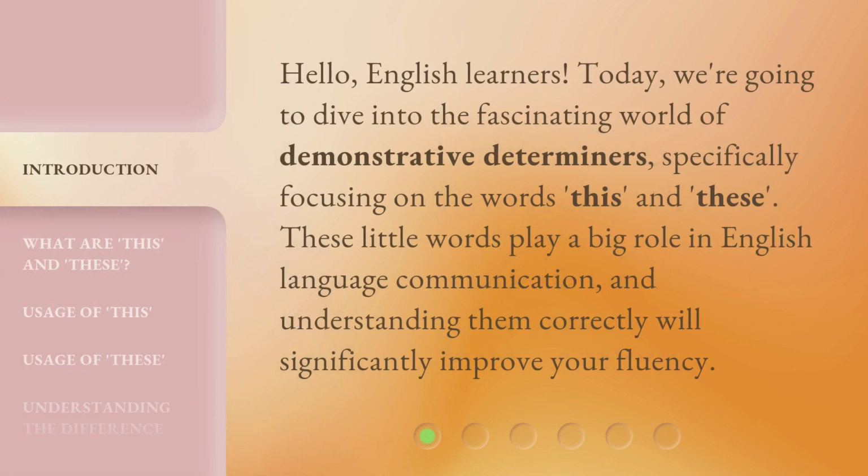Hello, English learners. Today, we're going to dive into the fascinating world of demonstrative determiners, specifically focusing on the words this and these. These little words play a big role in English language communication, and understanding them correctly will significantly improve your fluency.